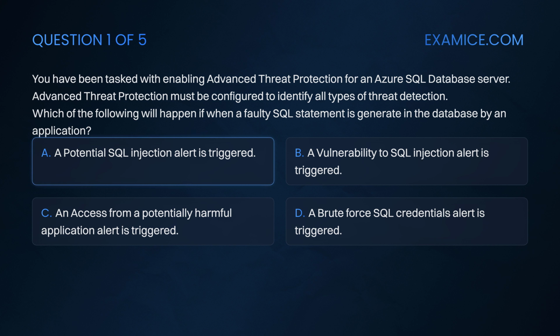Option A, a potential SQL injection alert is triggered. Option B, a vulnerability to SQL injection alert is triggered. Option C, an access from a potentially harmful application alert is triggered. Option D, a brute force SQL credentials alert is triggered.